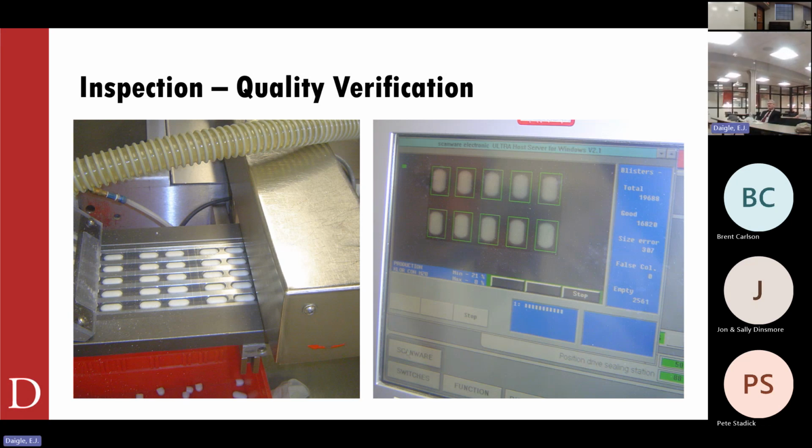And you'll see on the right here, as far as blister packs that came through this, I don't know if this was a day or a week, it wasn't a week, it was a lot faster than that. There was a total of 19,688 blisters. Of that, 16,820 were good. The size errors were 307. They also sometimes get empties. A blister comes through and all of a sudden there isn't one there, right?